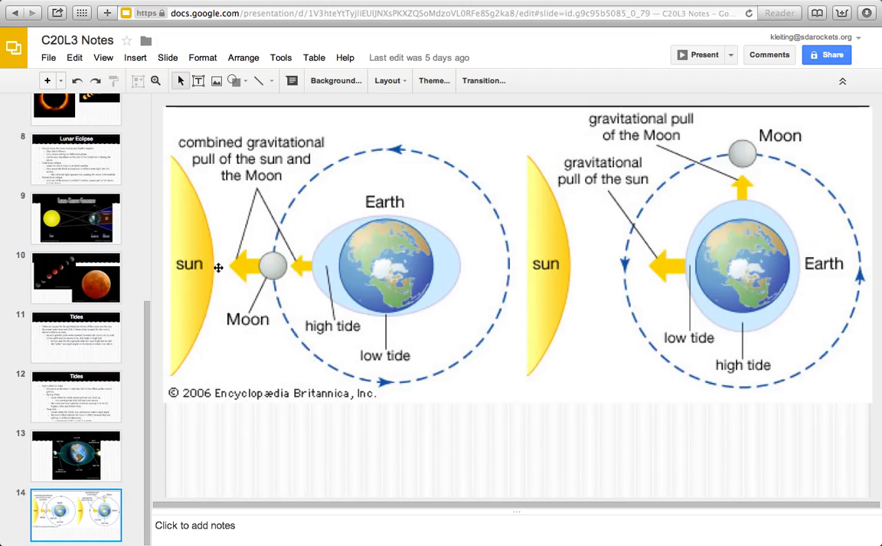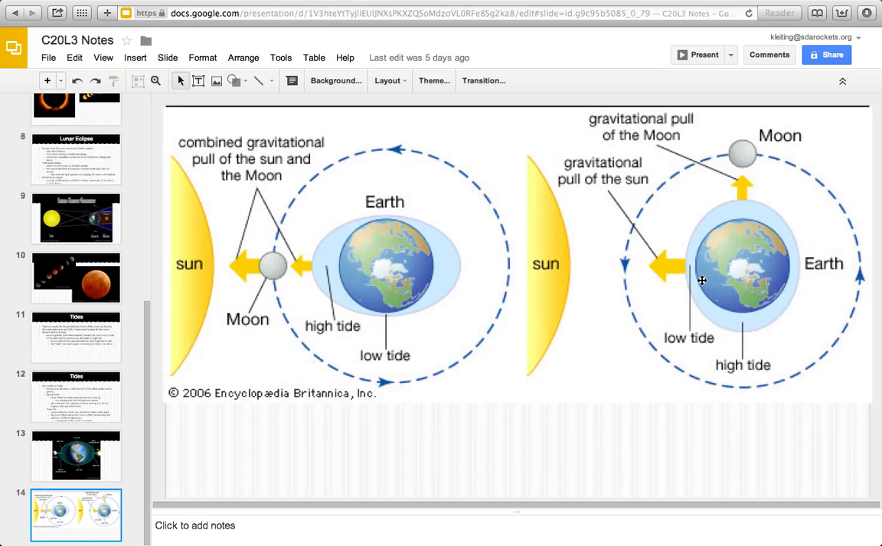So here we have, again, we've seen this before, where we have high tide and low tide. The new one we haven't seen is the neap tide, is what this is called, when they make a right angle. So this would be spring tide when they're all lined up. This would be neap tide when they're not.